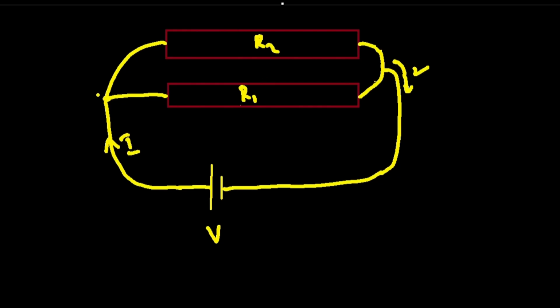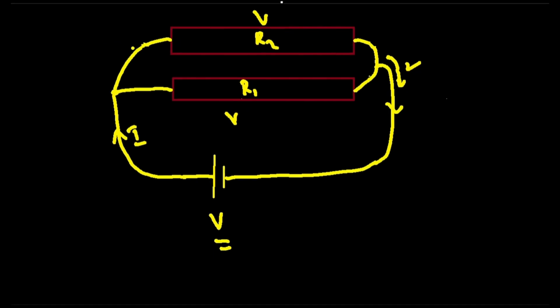So we can say that if 1 coulomb of charge is passing from this point to this point, it will do a work of V joule, because no other work will be done on this path. This wire does not have resistance. Similarly, here also it will do V work. So V is the potential difference between these two ends. And let's take the current in this direction as I2 and in this direction as I1. And we know that the total current is I. So I will be equal to I1 plus I2.